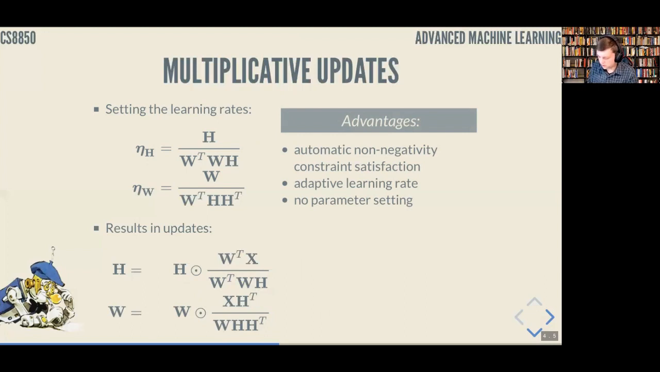If you start with non-negative H and W, non-negative times non-negative never gives you a negative number. So it's a constraint satisfaction problem, but we even forgot about it. It's given to us for free. Nice. Adaptive learning rate and no hyperparameter setting. We're still estimating H and W. And it also minimizes the distance between these two expressions in the end.